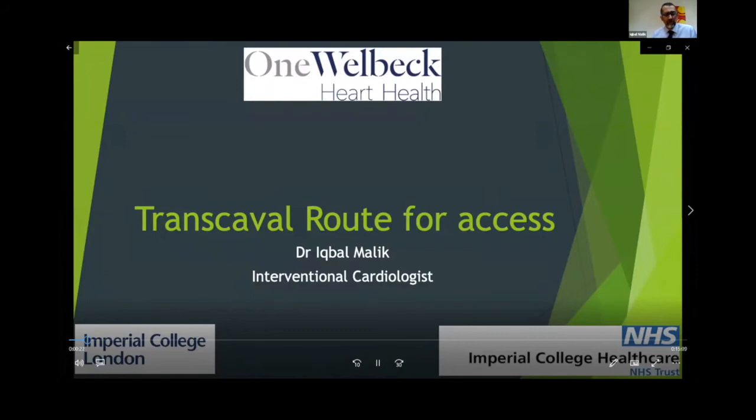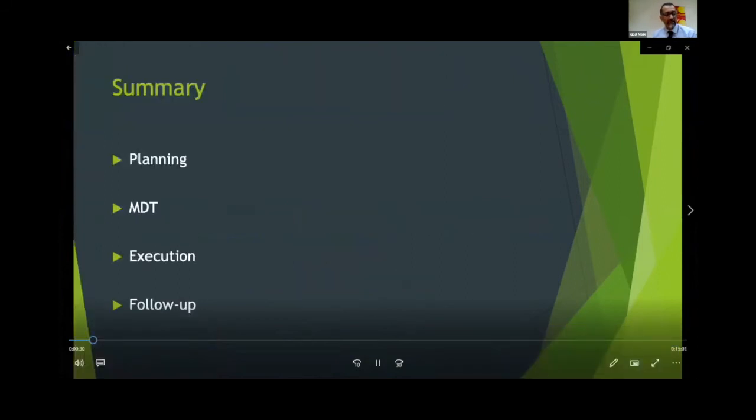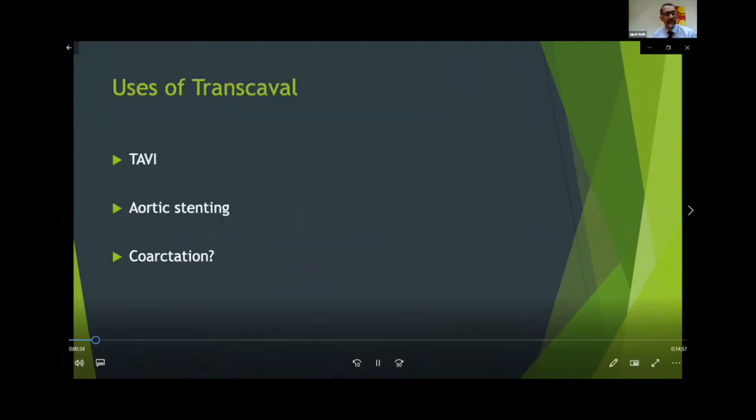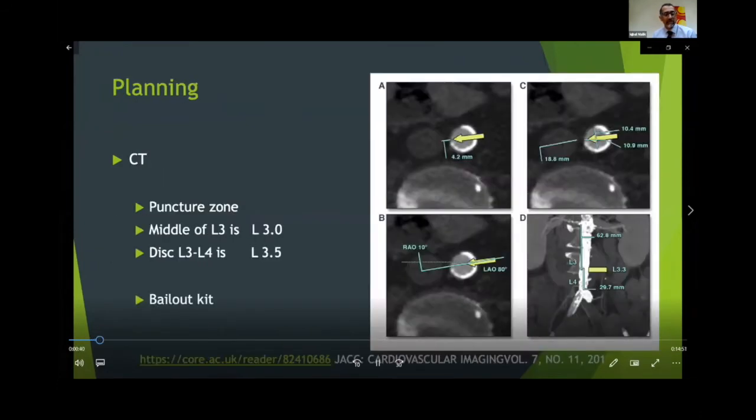Okay, so why Transcaval? Do we do a lot of it? No. Should we have it available? Yes. Should we practice it? Yes. And in some places, it might become the other route of choice when it's not a standard transfemoral. And it involves a lot of planning, an MDT meeting, a team-based approach, and probably proctoring.